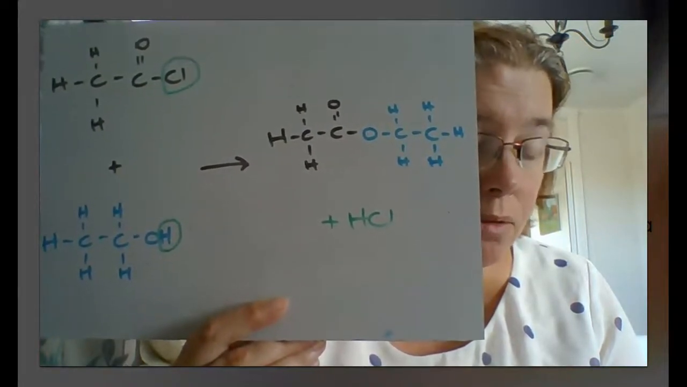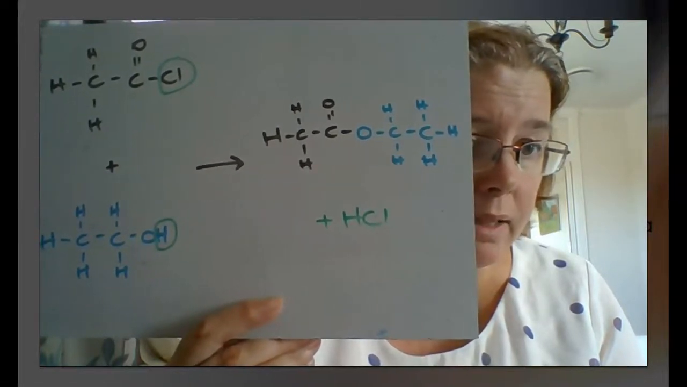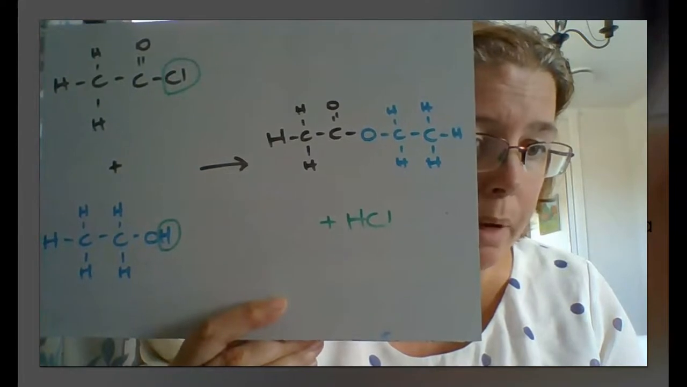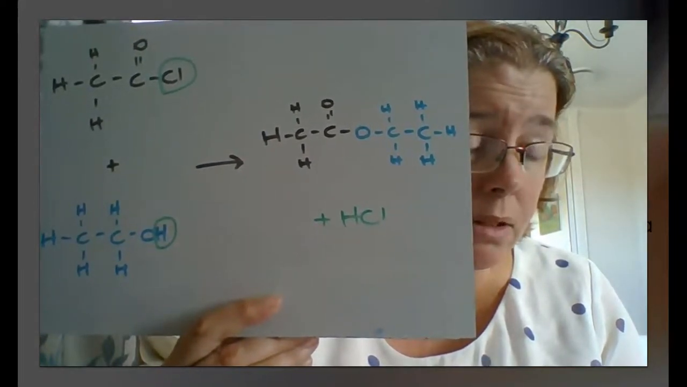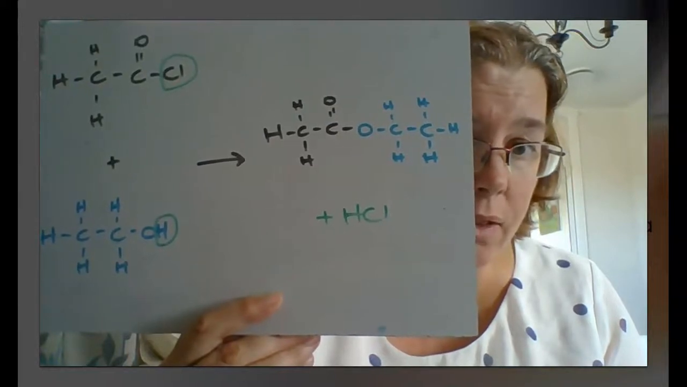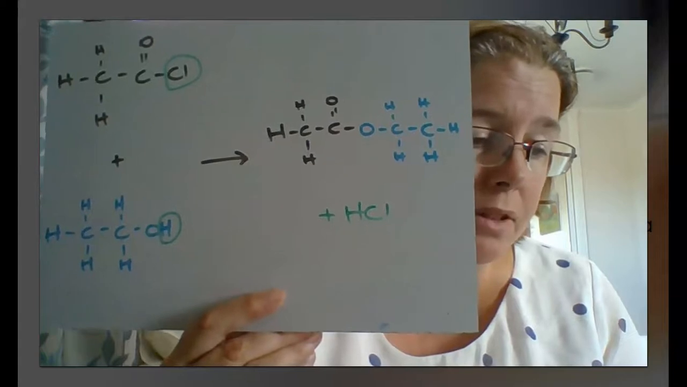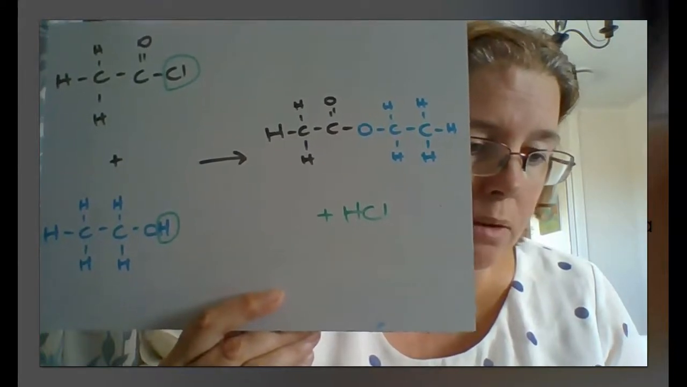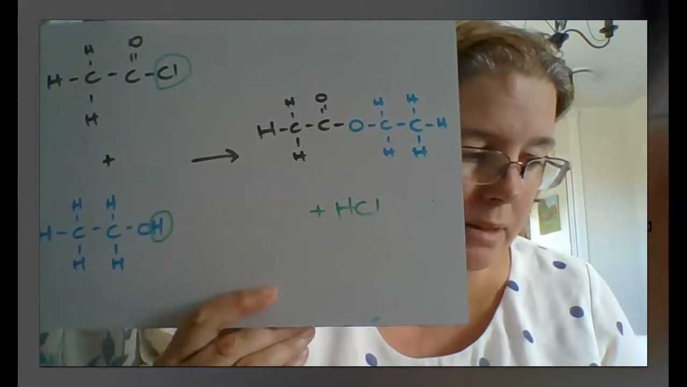Three differences. The first one, you'll see that the arrow here is a single arrow, it is not an equilibrium arrow. Second thing, there's no concentrated sulfuric acid. And the third thing is that the water is now HCl. So those are the main differences between the reaction with acyl chlorides and carboxylic acids to make esters.